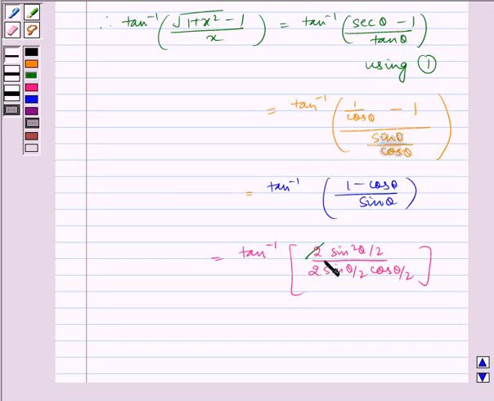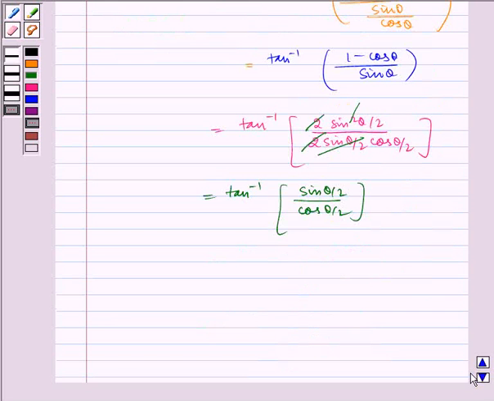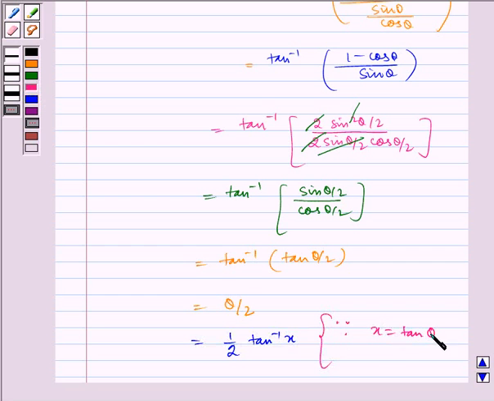Now, this 2 gets cancelled and this sin theta by 2 gets cancelled by 1 sin theta by 2. So, we are left with tan inverse of sin theta by 2 divided by cos theta by 2, which is equal to tan inverse of tan theta by 2, which is equal to theta by 2, which is equal to half tan inverse of x, because x is equal to tan theta, which implies theta is equal to tan inverse of x.